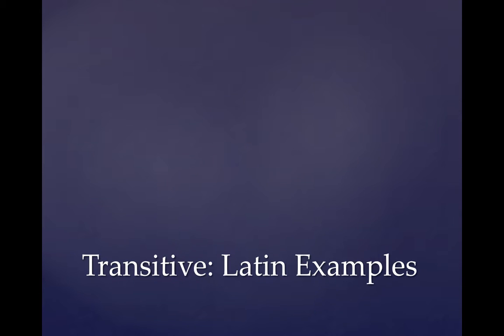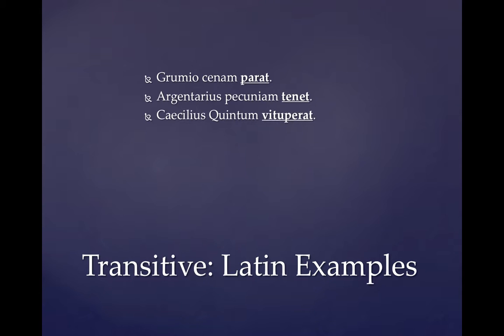All right, so some transitive examples in Latin. Grumio canam parat. Canam is your direct object. We know that it's the direct object because it's in the accusative. Parat is your verb. Argentarius pecuniam tenet. Pecuniam is accusative. It's the direct object. It's what the banker is holding. Caecilius quintum vituperat. Quintum is accusative. It's the direct object. It's who is being cursed.